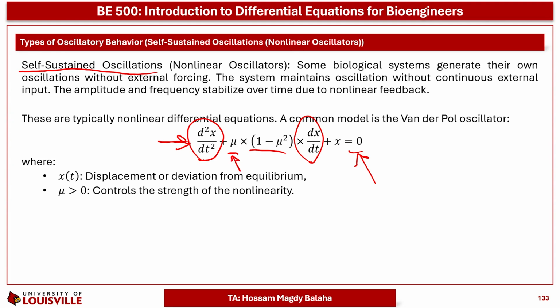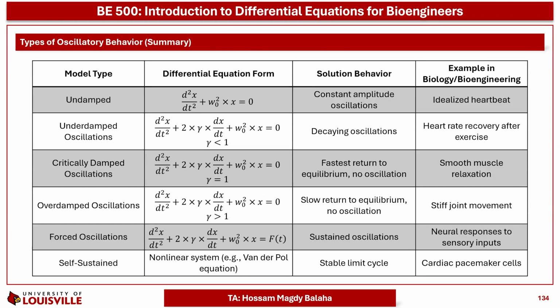So now we have 4 categories: undamped, damped, which is categorized into 3 subcategories, the third is forced oscillation, and the last is self-sustained oscillations. This is a tabular summary for the oscillatory behavior. You will find the model type in the first column, the differential equation form in the second column, and the behavior of each of them in the third column, and finally an example in biology or bioengineering.